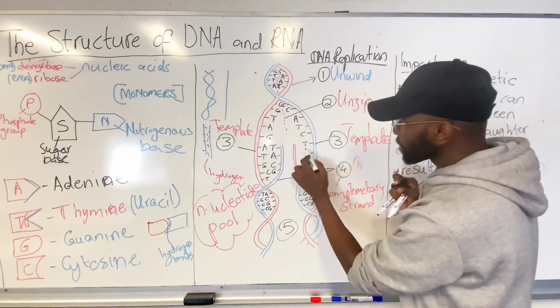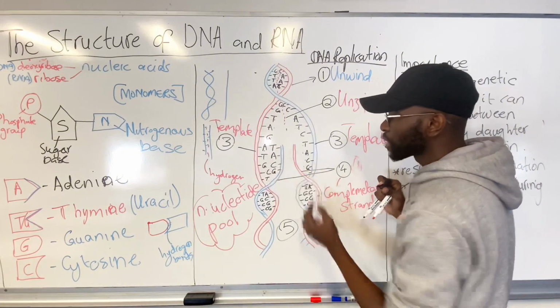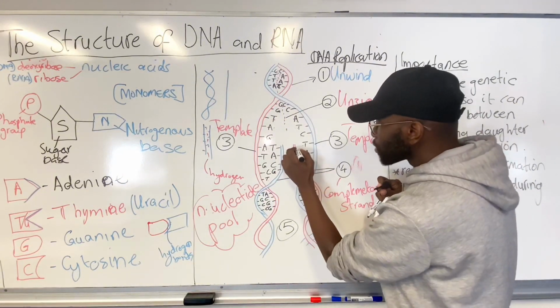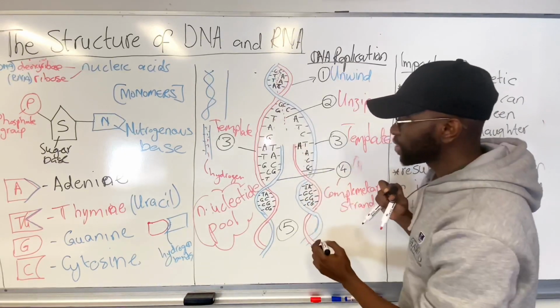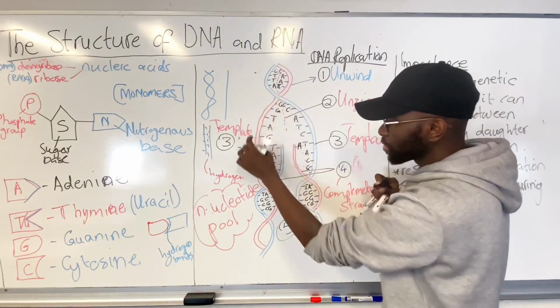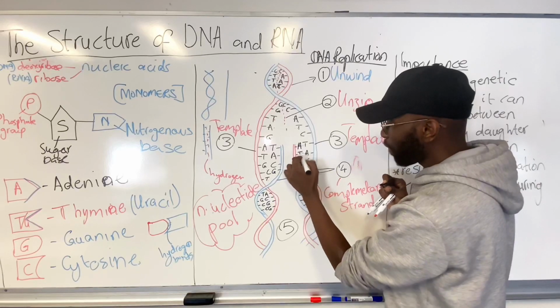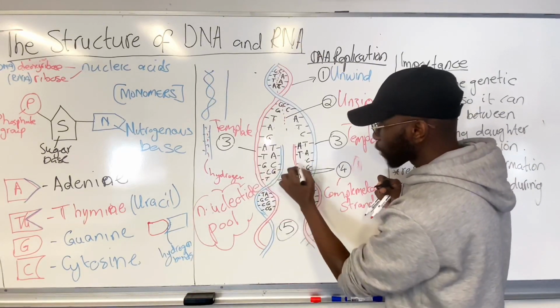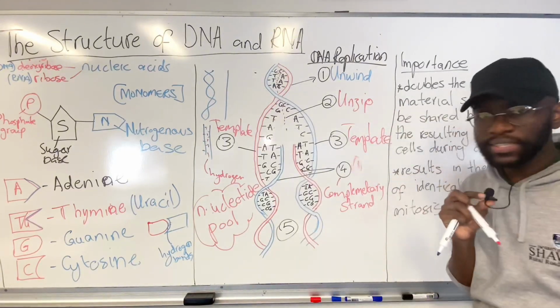Now, because this A is no longer available and will be attached to a new thymine, this new strand needs to provide an A for the T. The A's T is no longer there. It went away with that strand, so it needs to provide a T. This one needs to provide a G. This one needs to provide a C.